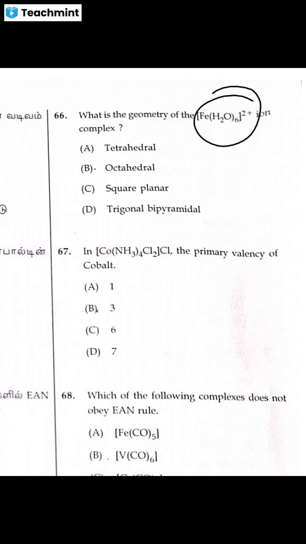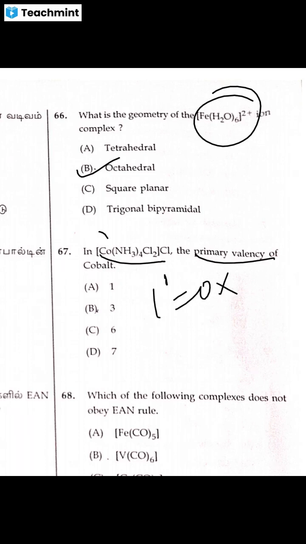And iron hexaaqua, that is the sixth compound, coordination number 6, so it is an octahedral complex. And here primary valency is equal to the oxidation number, check it: x plus 0 minus 2 is equal to plus 1. So the oxidation number is 3, so the primary valency is 3.